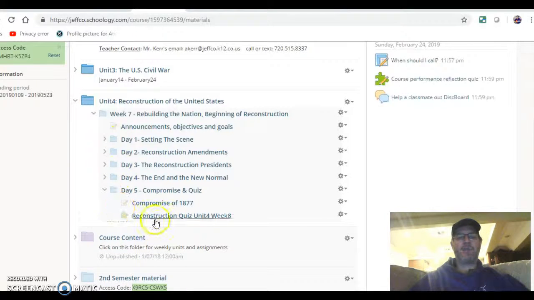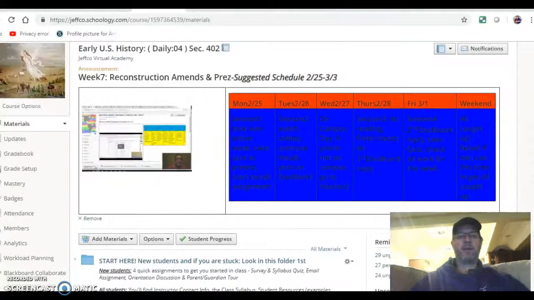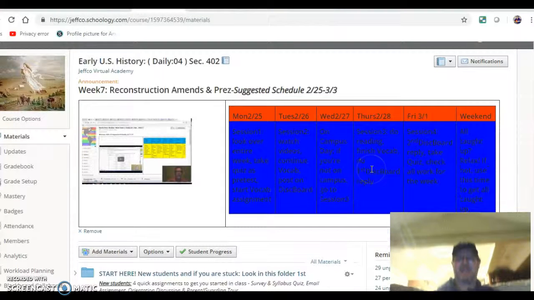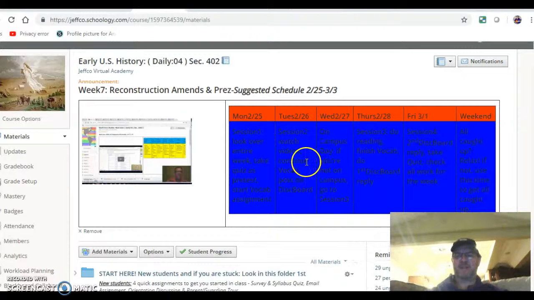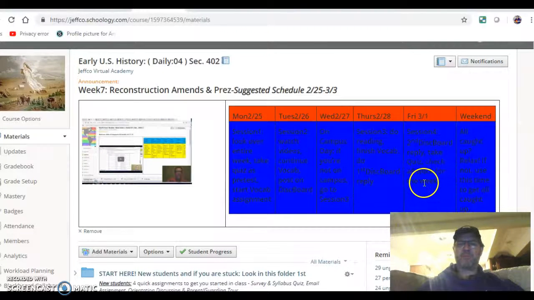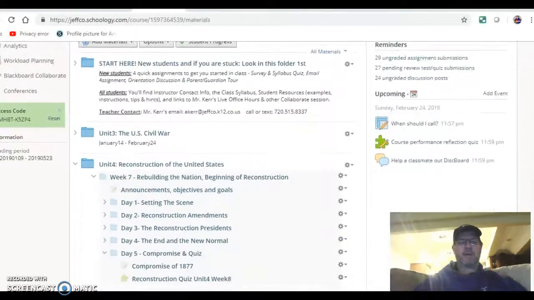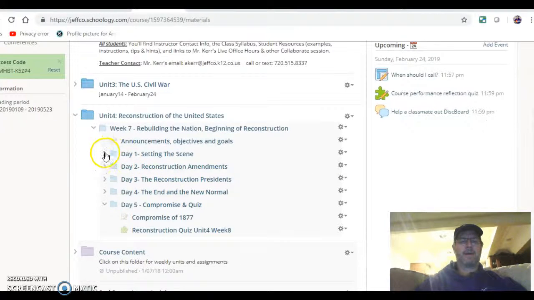You will find a weekly quiz called Reconstruction Quiz Unit 4 week, that should say 7. Sorry, it says week 8. That should say week 7. Please start with that as usual on a Monday morning. You're going to take the weekly quiz, check your grades, and go over the suggested schedule, which is right up here in our red, white, and blue. I did put it in bold, but sorry, it is a little bit hard to read.